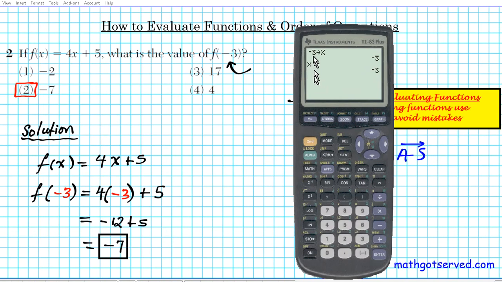Now we'll just type up this expression, just the right side, 4x plus 5, and then when you press enter, the calculator will insert negative 3 in the x position and calculate it and give us the final answer, which is negative 7. So this is just one out of 2 other ways in which you can evaluate functions using the TI-83 Plus calculator.